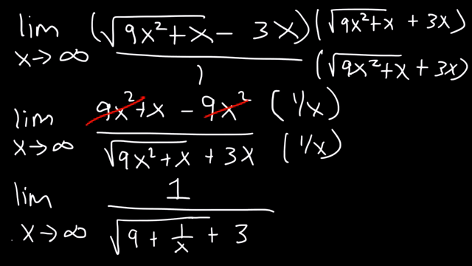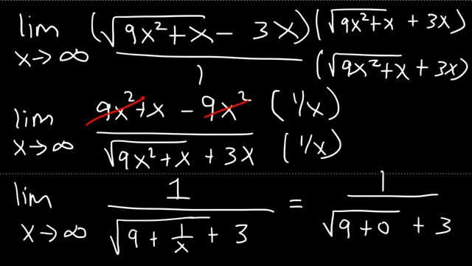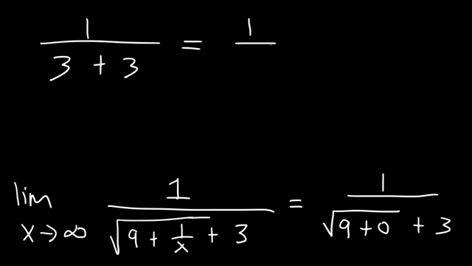So now all we need to do is apply the limit to 1 over x. The limit as x approaches infinity of 1 over x is 0. So this is going to be 1 divided by the square root of 9 plus 0 plus 3. And we know the square root of 9 is 3, and 3 plus 3 is 6. So the final answer, as we mentioned before, is 1 over 6.